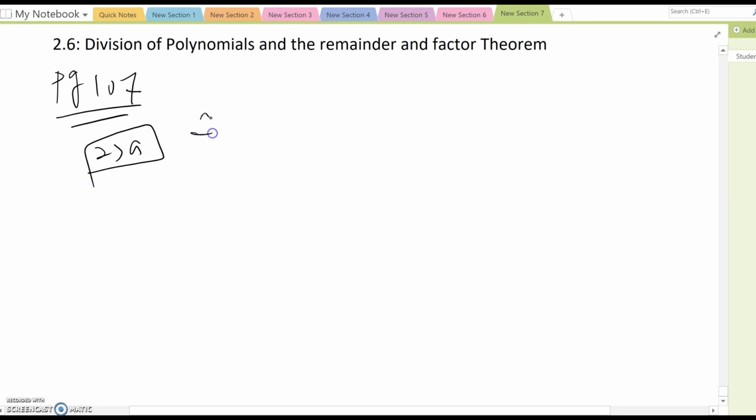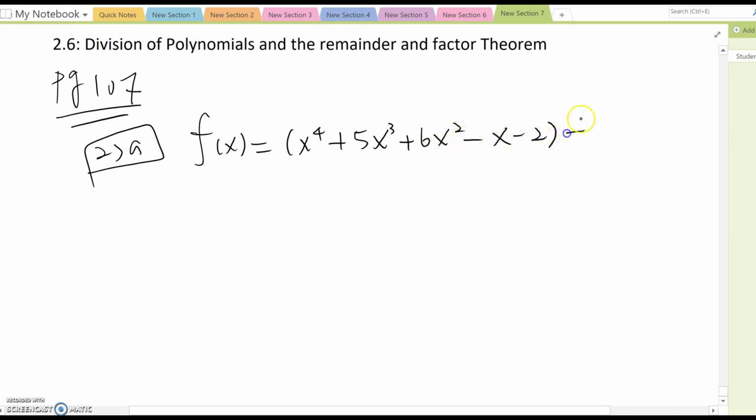One question here. Given f(x) equals x^4 + 5x^3 + 6x^2 - x - 2, we'll divide this by x + 2. Okay, then I will show you how to do the division using the long division method. You may be very familiar with setting up long division, like maybe 325 divided by 5.